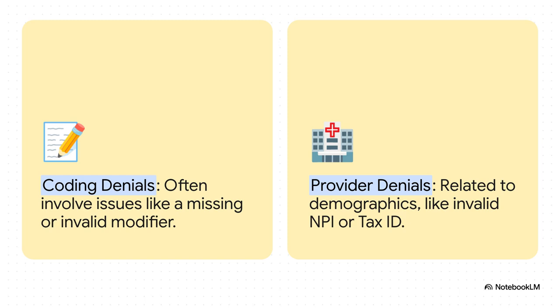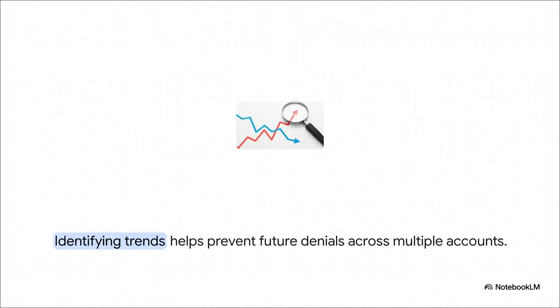On the flip side, provider denials, which are related to invalid NPIs or tax IDs, can often be prevented upfront with automated eligibility verification checks. Correctly identifying the category is step one in transitioning from just reacting to denials to actively preventing them on the front end. And here is where you really level up as an analyst.